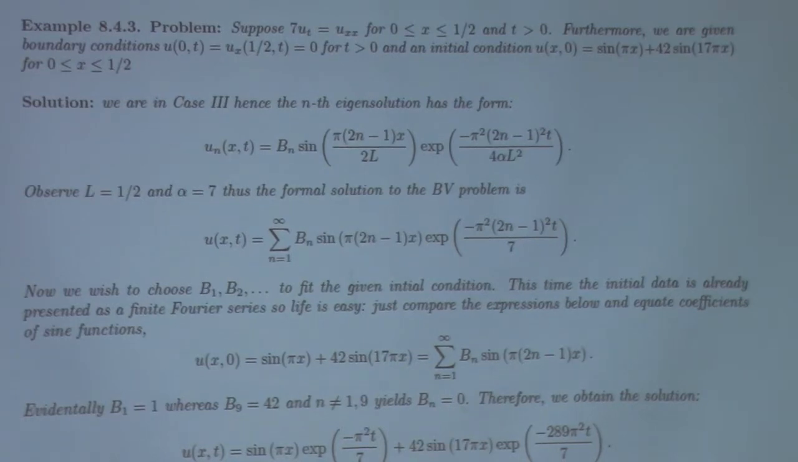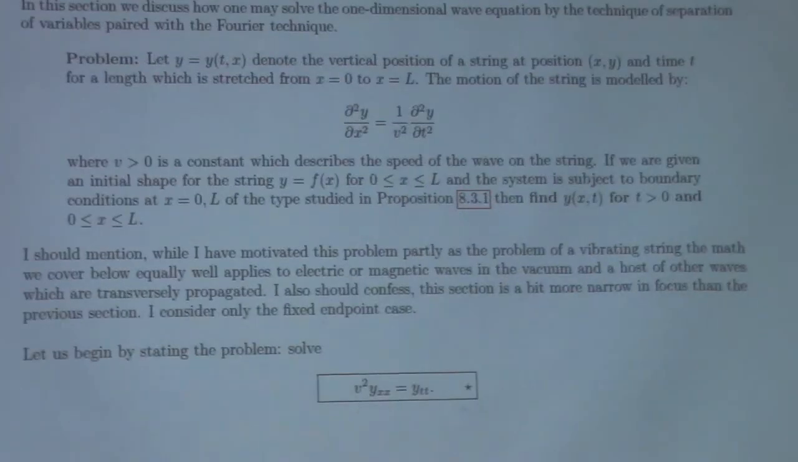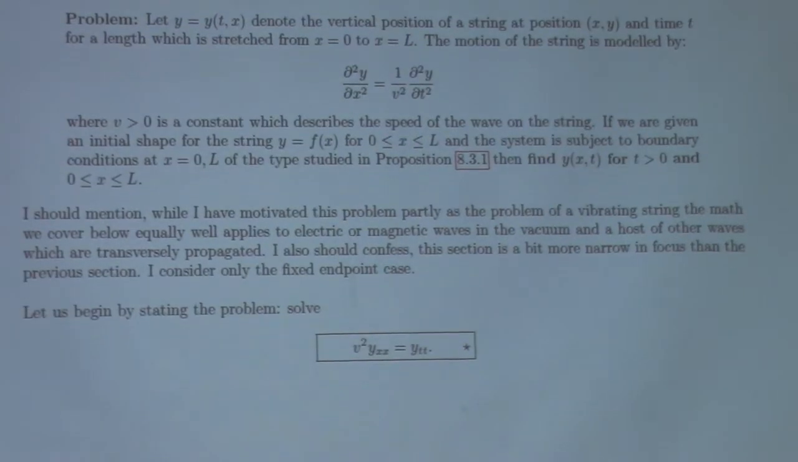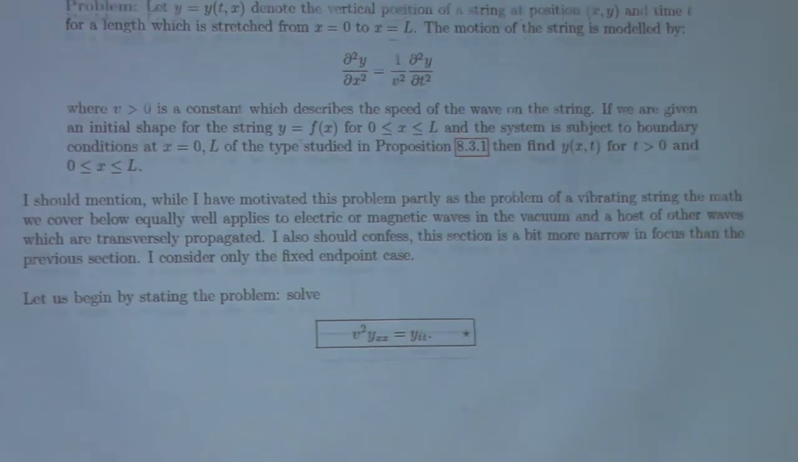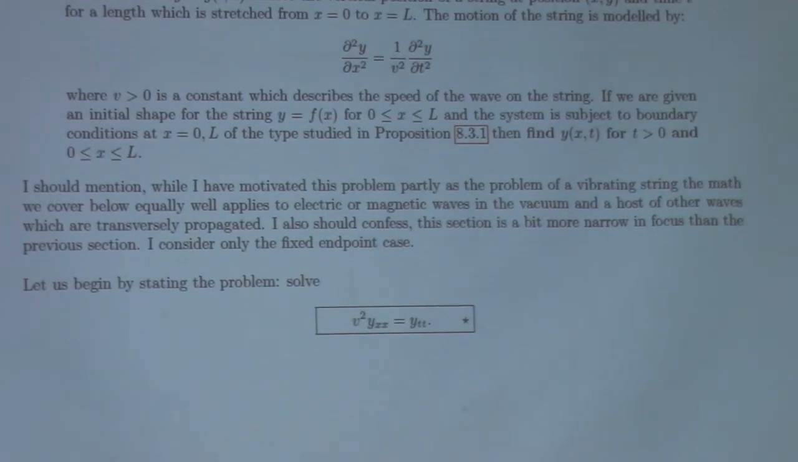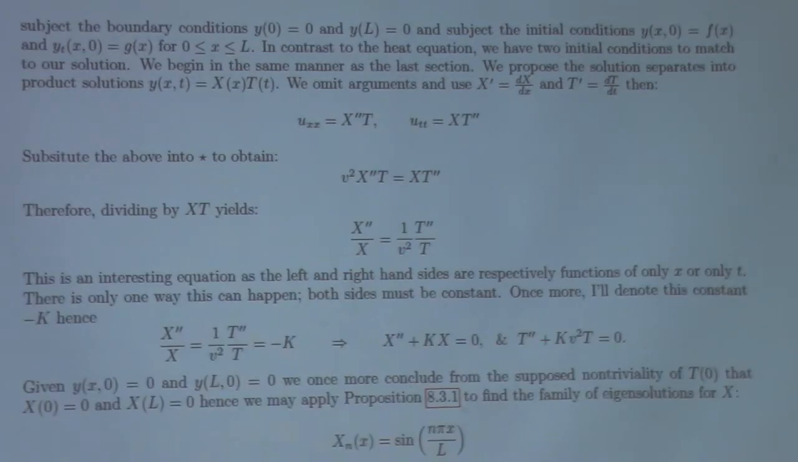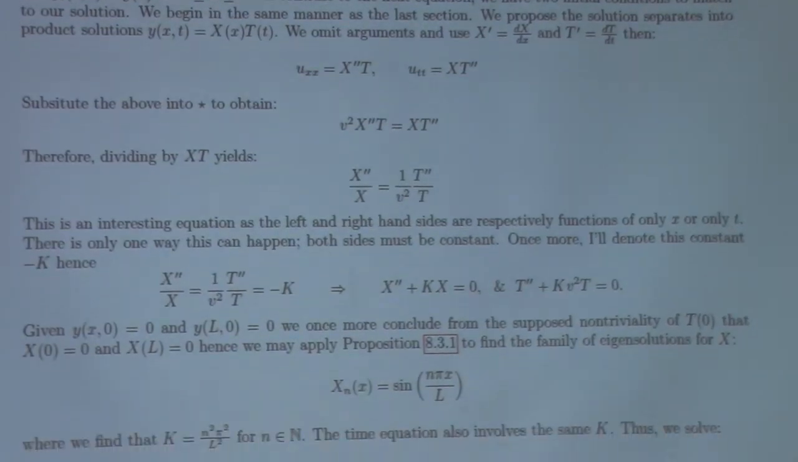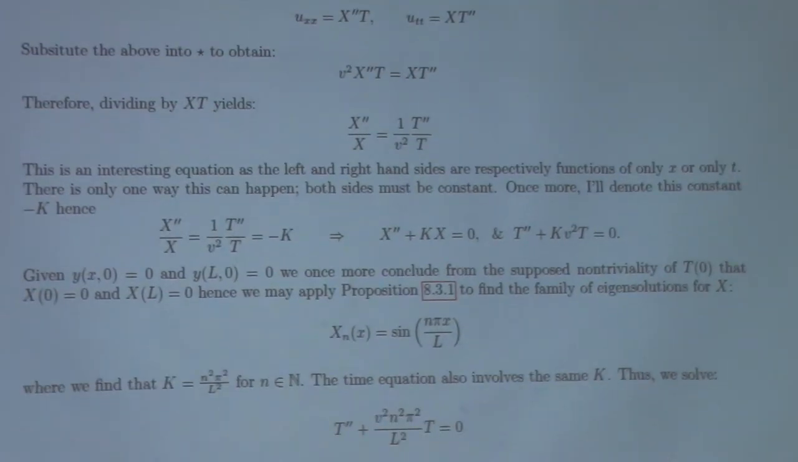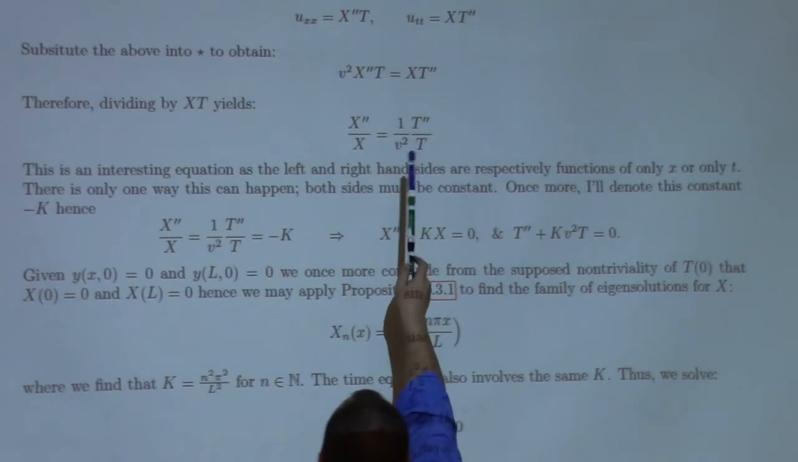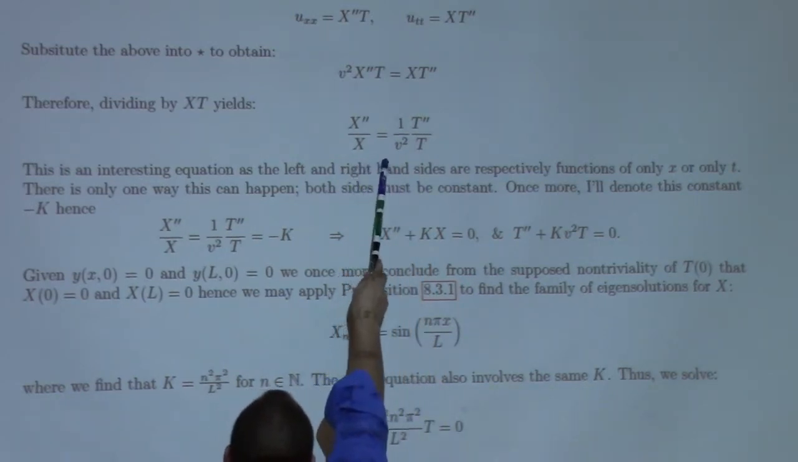All right, so then you can talk about how to solve wave equations. It looks like this: the partial squared y over partial x squared equals 1 over v squared times partial squared y over partial t squared. So it's kind of like the last one. What you do is assume you can write the solution as a product of x and t. You plug it in, which leaves you with x prime prime over x equals 1 over v squared t prime prime over t.